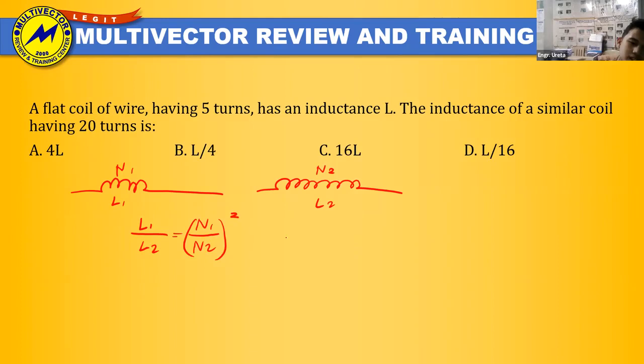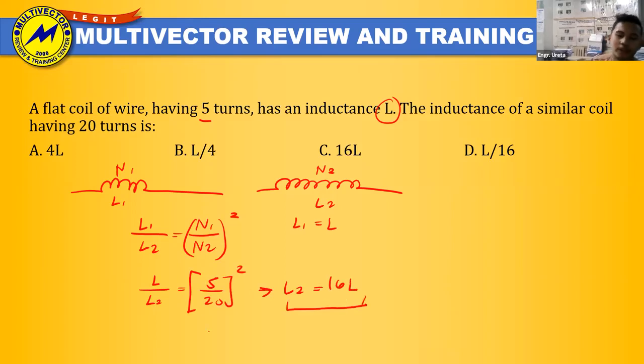Okay, nabi sa problem, yung first inductor daw natin, ang inductance value is just equals to L. Therefore, L all over L2 is just the number of turns nung nauna, which is 5 all over 20, squared. Pag sunod natin to, sir, our L2 is just equals to 16L. Okay, so 5 all over 20 is 1/4. 1/4 squared is 1 all over 16. L2 therefore is 16L. Okay, so problem number 33, letter C naman. Okay, next.